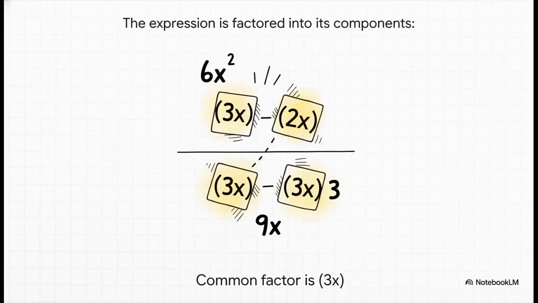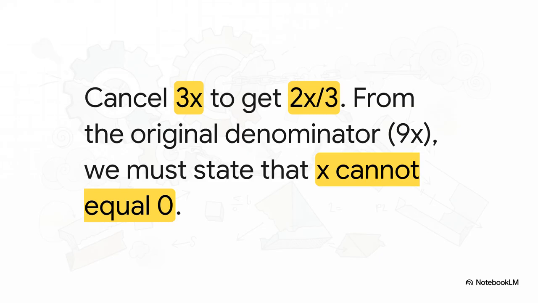And just like that, steps 1 and 2 are done. The top, 6x squared, breaks down into 3x times 2x. And the bottom, 9x, becomes 3x times 3. See it? That common factor of 3x is just sitting there, waiting for us. Okay, on to steps 3 and 4. We cancel out that common 3x, which leaves us with a much cleaner 2x over 3.